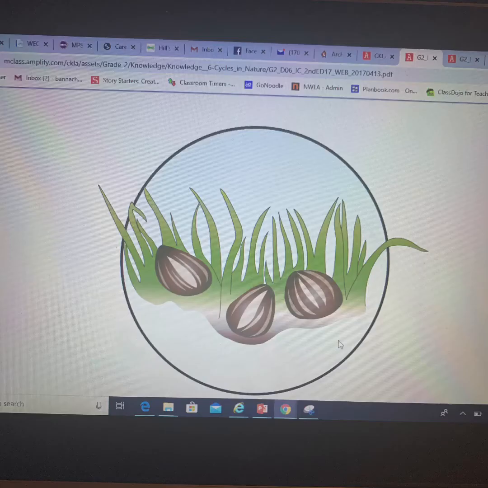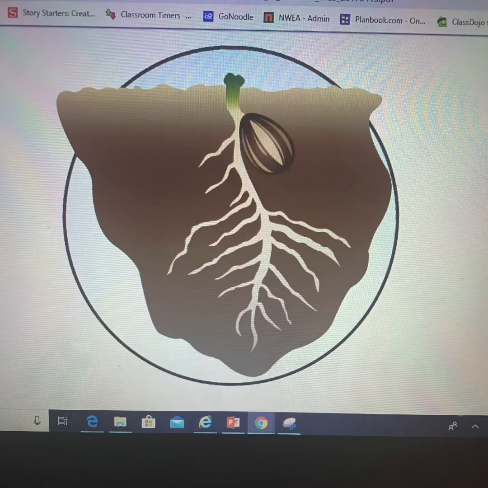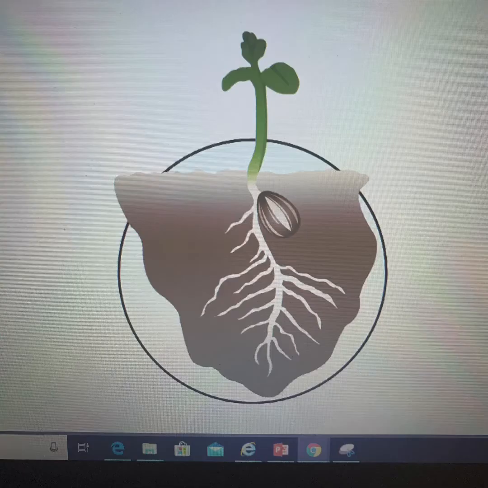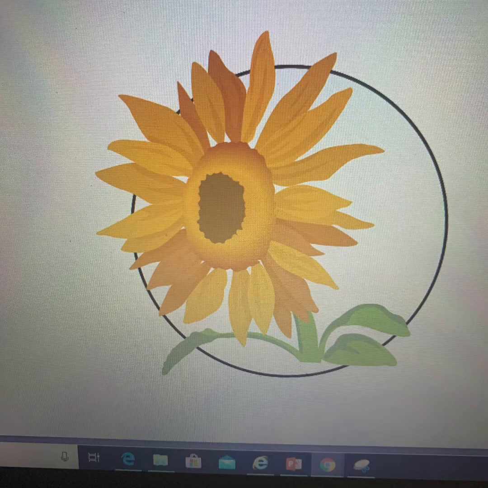Here is a picture of a seed. Here is a picture of the seed sprouting and germination happening. Now we can see the very small plant called a seedling coming up above the ground. Here is the adult flower. In this case, it's a fully formed sunflower.